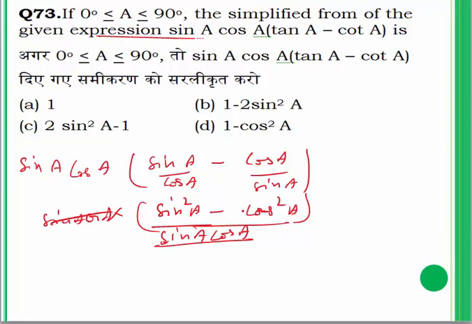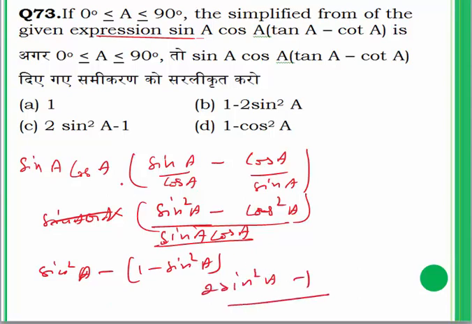Now in place of cos square A, we can write 1 minus sine square A. Now it will become 2 sine square A minus 1, 2 sine square A minus 1. Now answer is C in this case. So this is a kind of question you can solve like this. If you are experienced, you can do it a little bit fast.